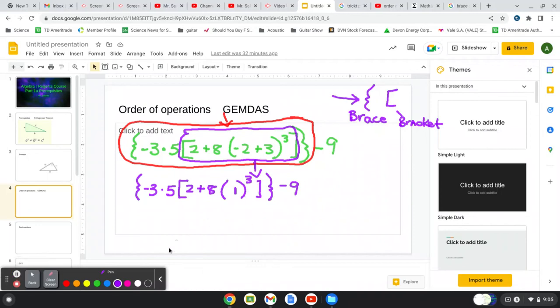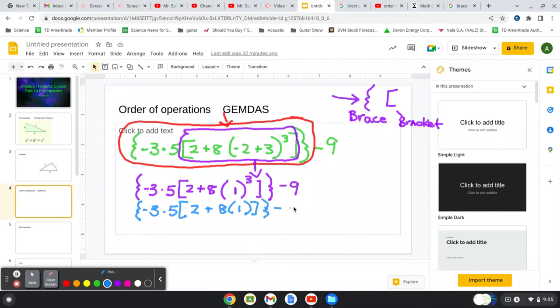All right, let's use another color so we don't get messy here. Again, we want to get rid of these braces, and so we know that's 1, and 1 cubed is 1. So let's put the brace back in. We have -3 times 5. Let's finish this bracket up. We have 2 plus, and 1 cubed is just 1. So it's just going to be 8 times 1, right?